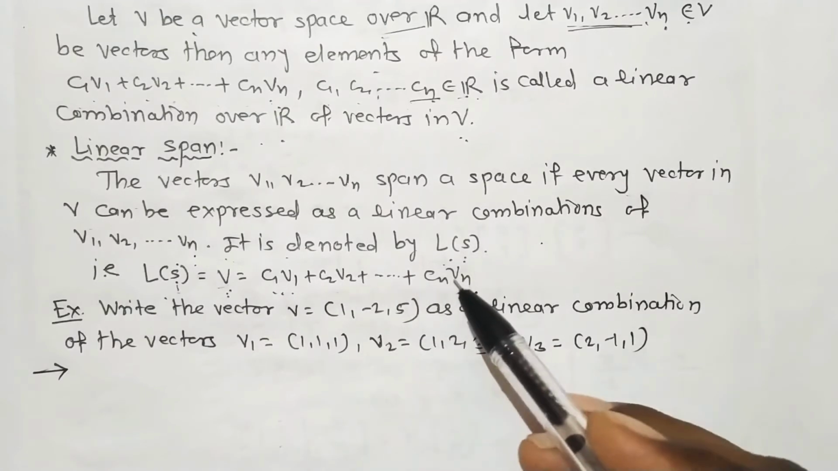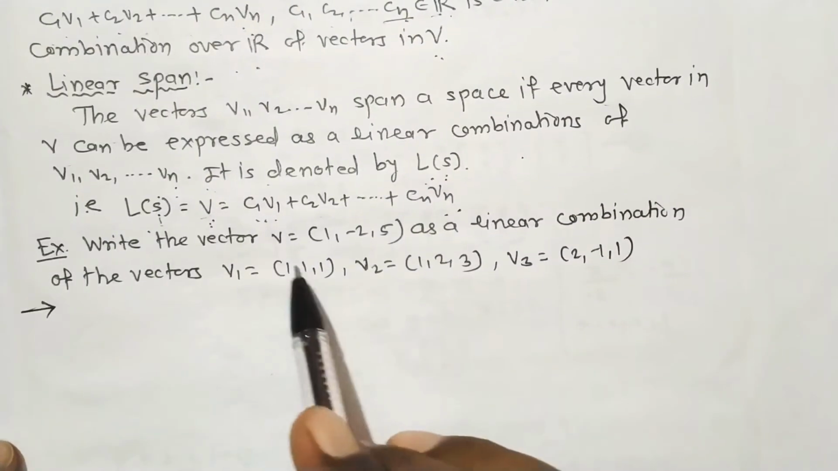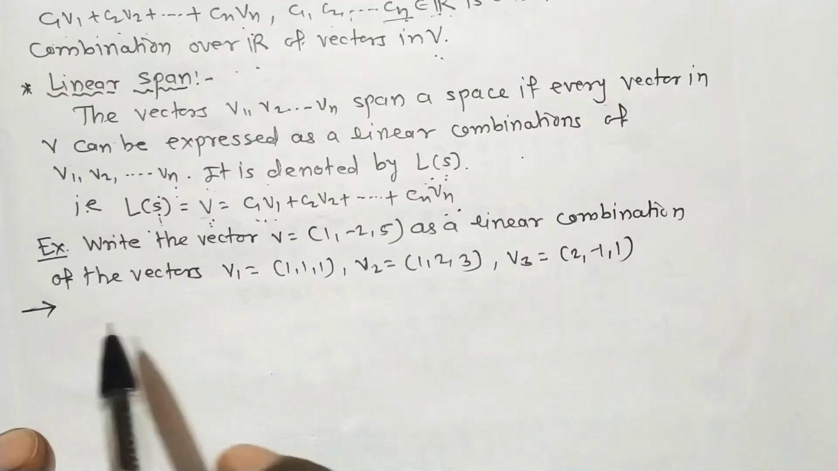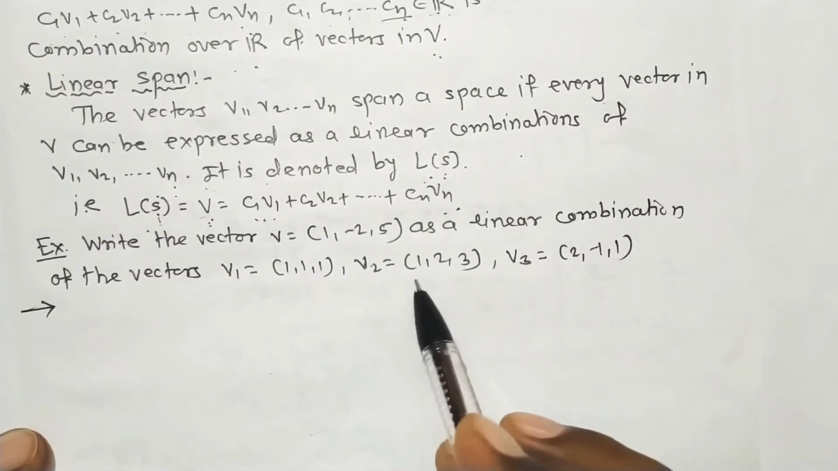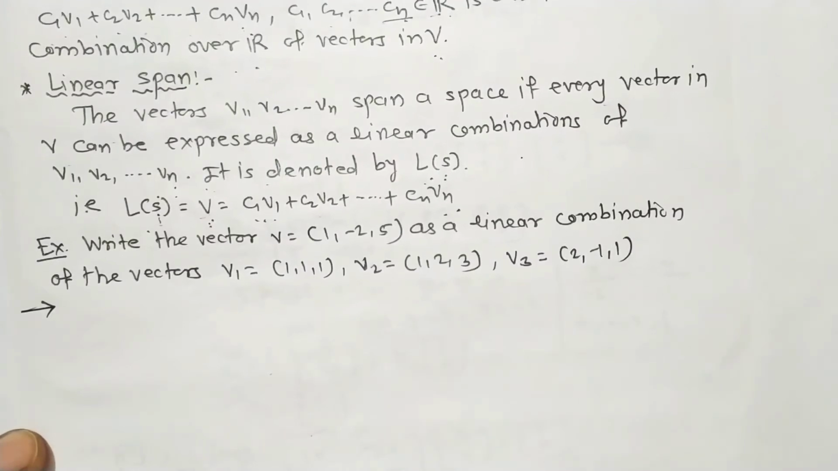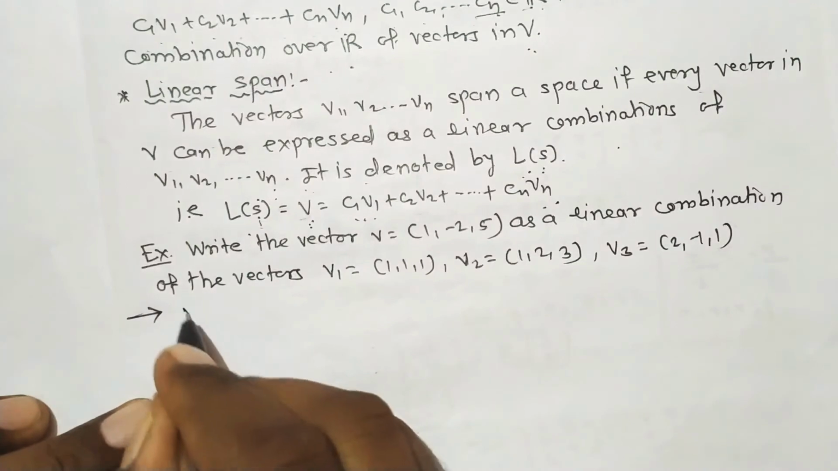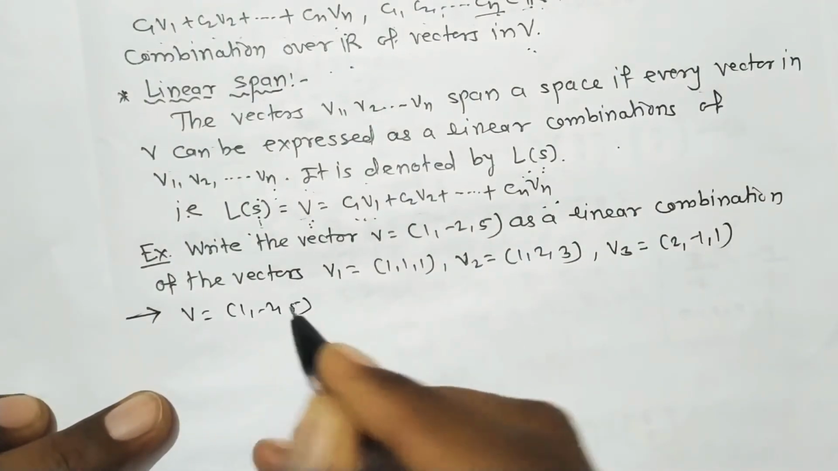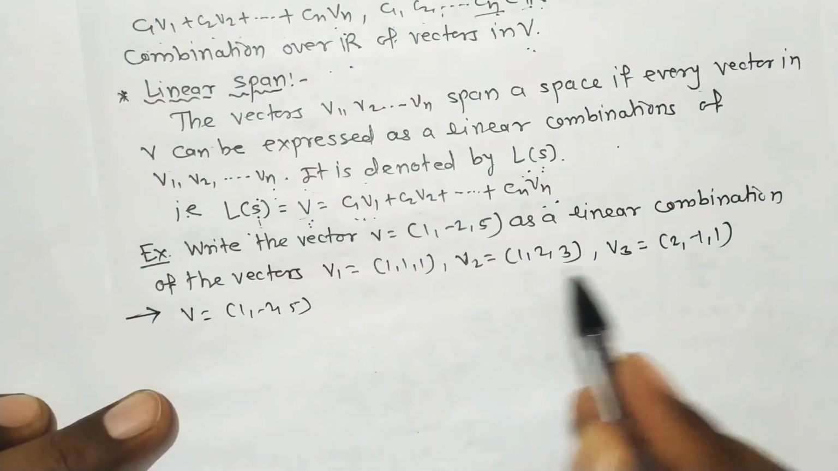then we can say that V spans that set. Okay, so the first problem is: write the vector V equal to (1, -2, 5) as a linear combination of the vectors V1 equal to (1, 1, 1), V2 equal to (1, 2, 3), and V3 equal to (2, -1, 1). Here the given vector is V equal to (1, -2, 5), and we have to write this vector as a linear combination of these three vectors.